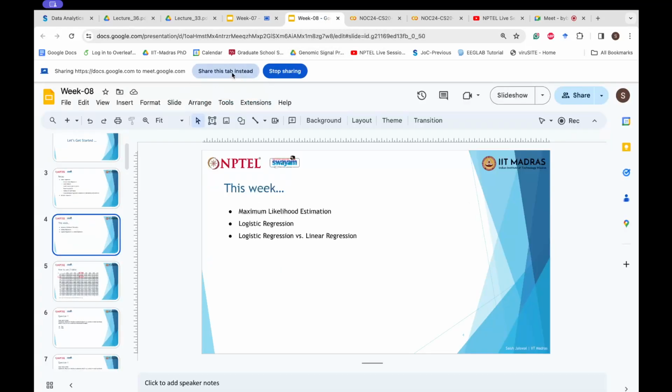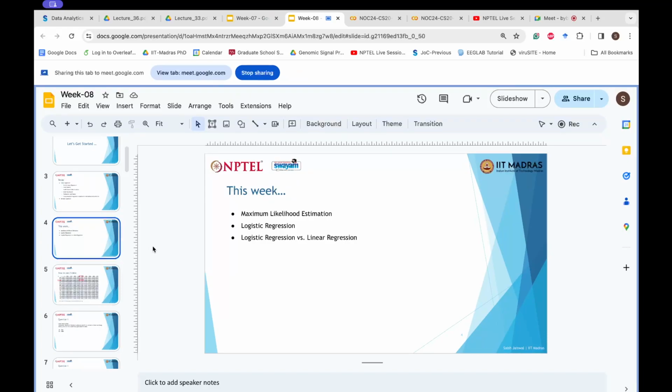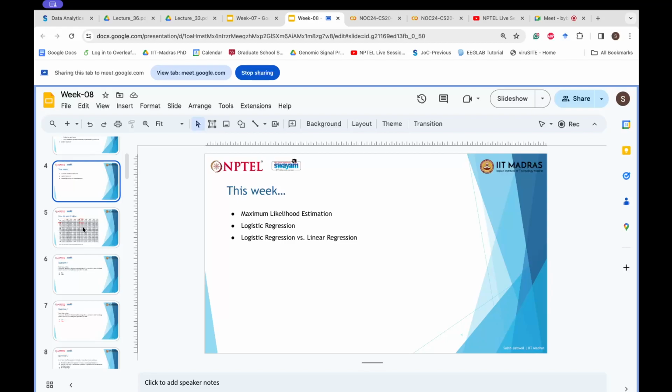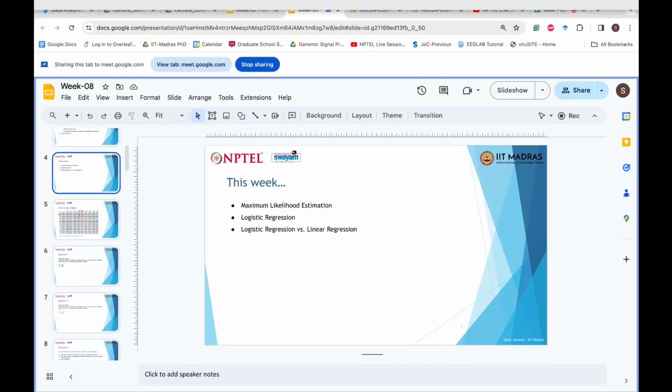So let us go to this week's problems. We will see logistic regression. First we will see some problems on maximum likelihood estimation, and then we'll move on to logistic regression, and we'll solve some problems in Python.